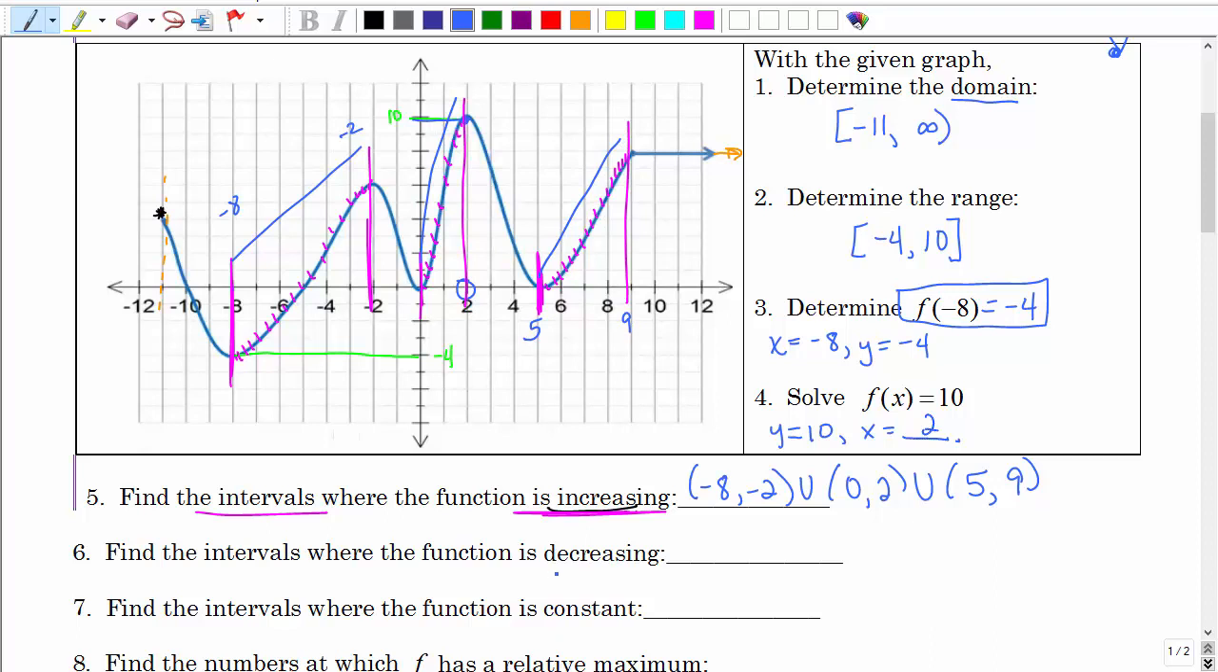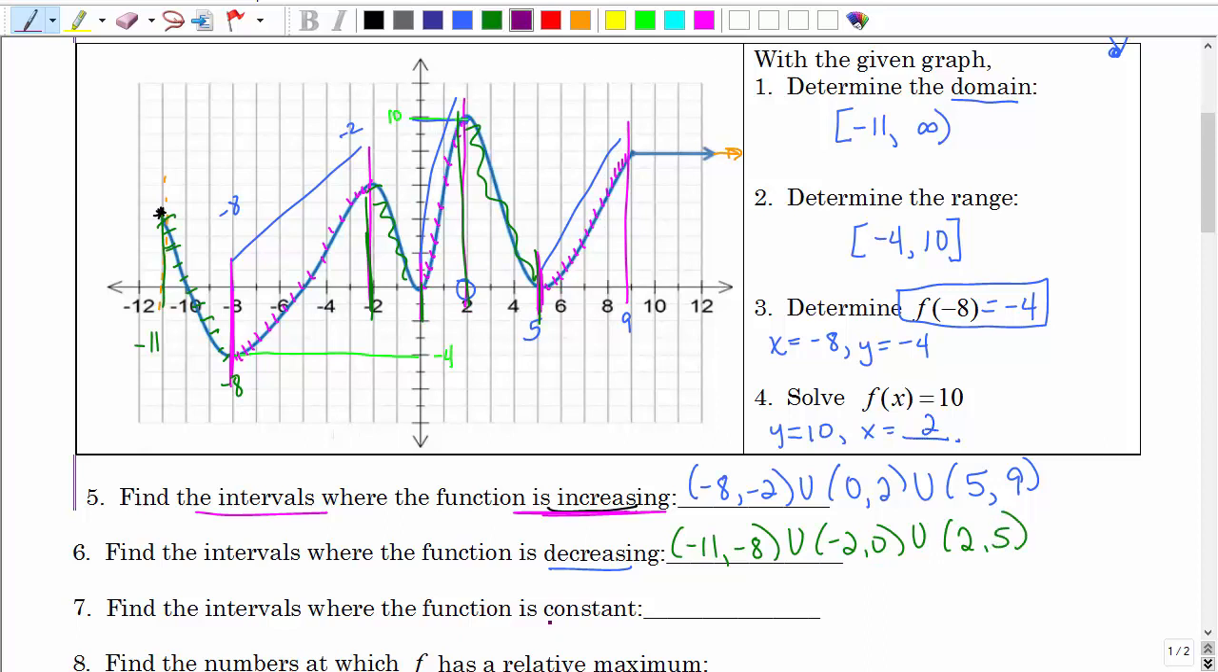Now, what about decreasing? Where are we going downhill? Well, almost everywhere that we're not going uphill. So we're going downhill here, down here, down here, but again, this part we're staying flat. So part of the domain. So from -11 to -8, and then from -2 to 0, and then from positive 2 to 5.